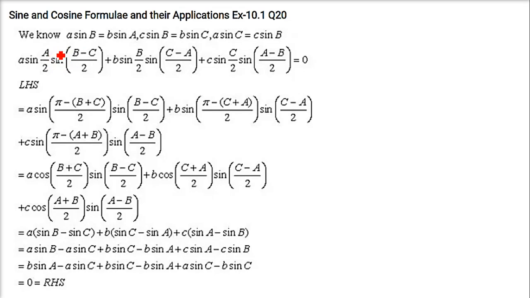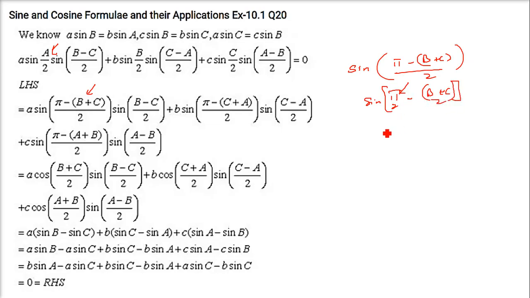First of all, this a can be written as, because a plus b plus c is pi, a can be written as pi minus b plus c. So we have sine of pi minus b plus c, by 2. See what I am going to do with this one. Sine pi minus b plus c by 2. So this can be written as sine of pi by 2 minus b plus c by 2. But sine 90 minus theta is what? Sine 90 minus theta is cos theta. This will be cos b plus c by 2.